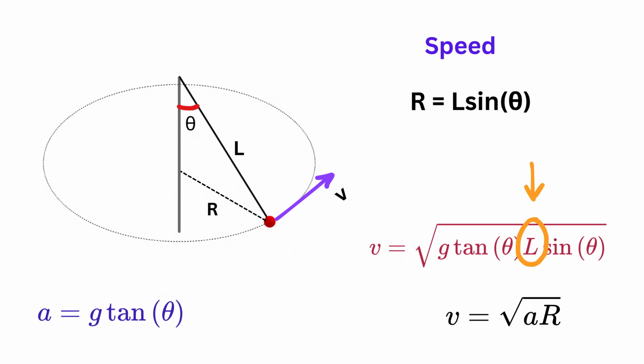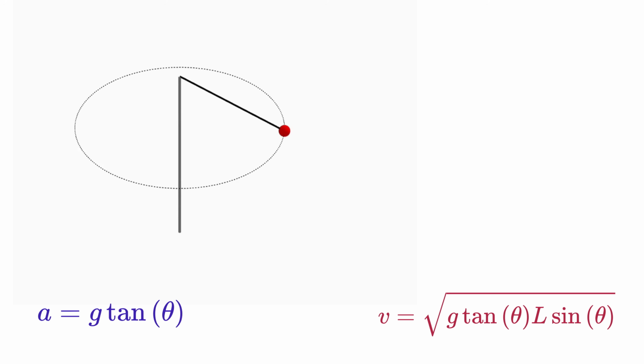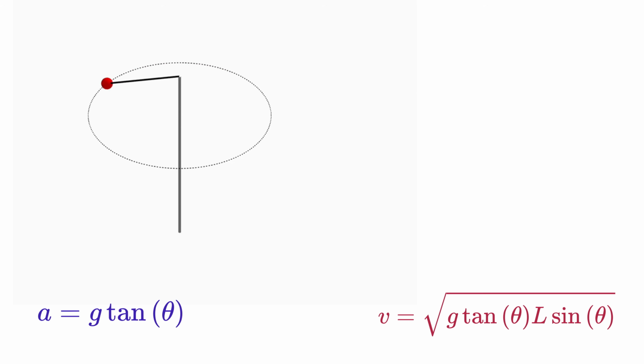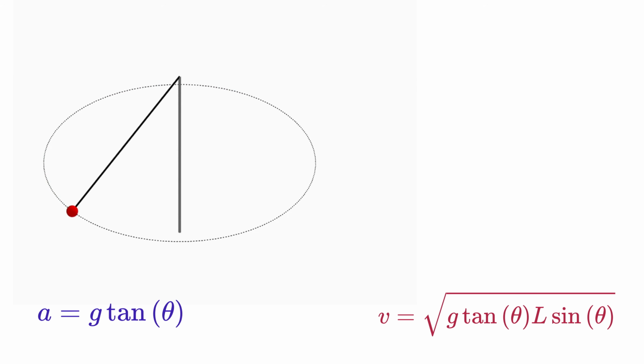and that's it. The speed depends on the length L, gravity g, and the angle theta, and it turns out that the speed increases as the angle increases. This makes sense physically, because a larger angle means a larger circular path and stronger inward force requirement. Amazing! Now let us move on to our second problem.